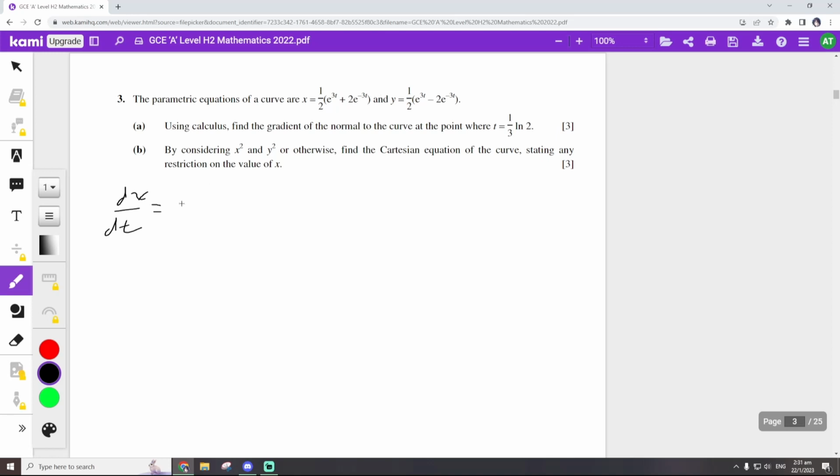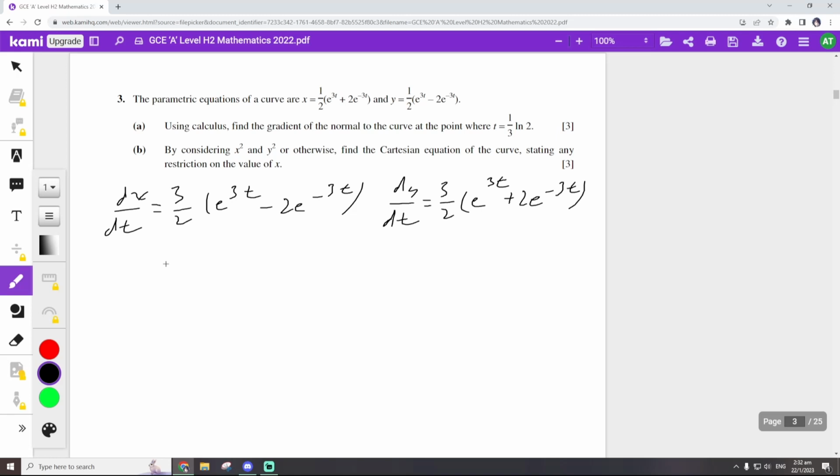So what I'm just going to get is a 3 on the outside, 3 over 2, and this will give me e to the power of 3t minus 2e to the power of negative 3t. And similarly, dy dt, you'll notice that actually it's almost the same, except that the plus was a minus. So you get 3 half e to the 3t plus 2e to the negative 3t.